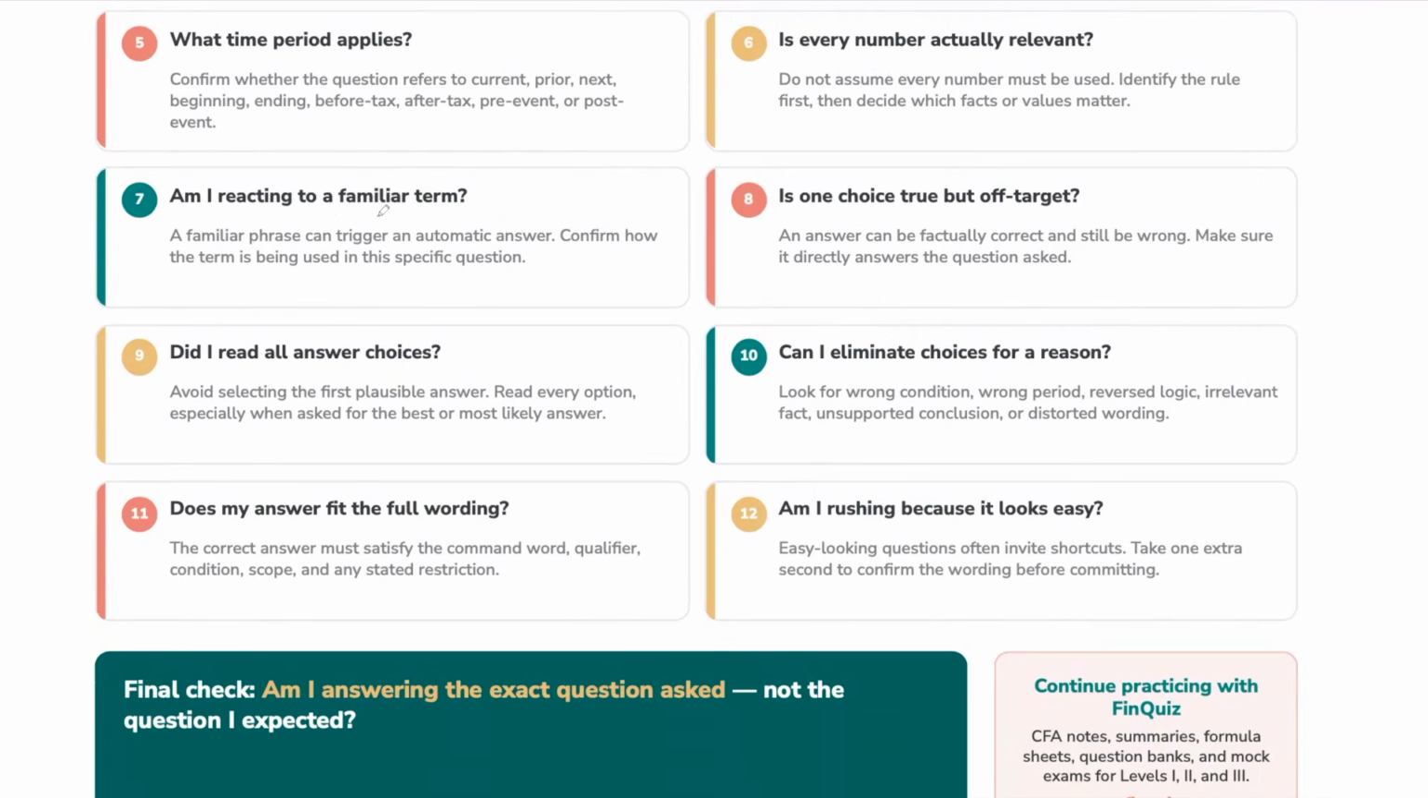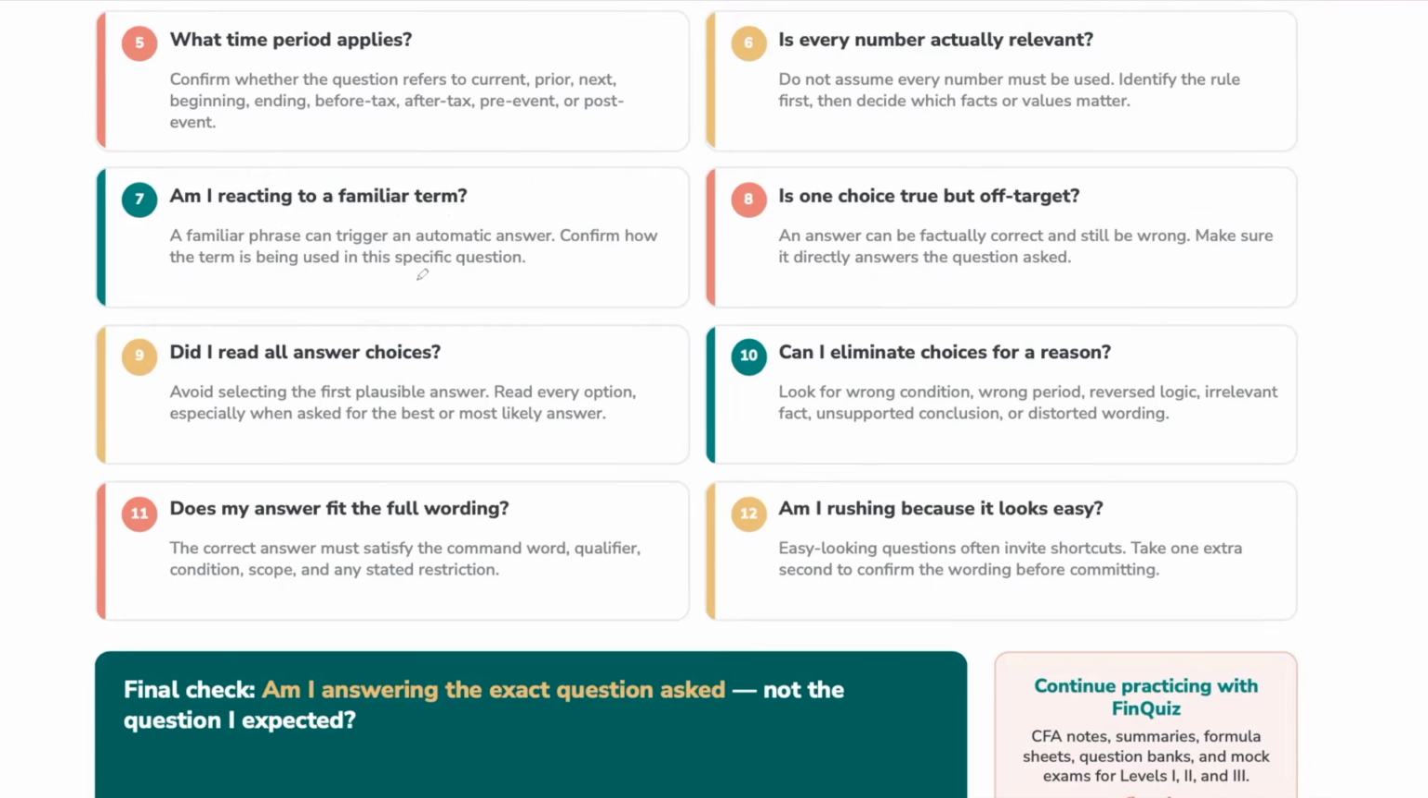This is such a human thing. You see duration and your brain says interest rate sensitivity. You see correlation and your brain says diversification. You see FIFO and your brain says higher ending inventory during inflation. That may be correct in many contexts, but still, you must check what the question is actually asking.